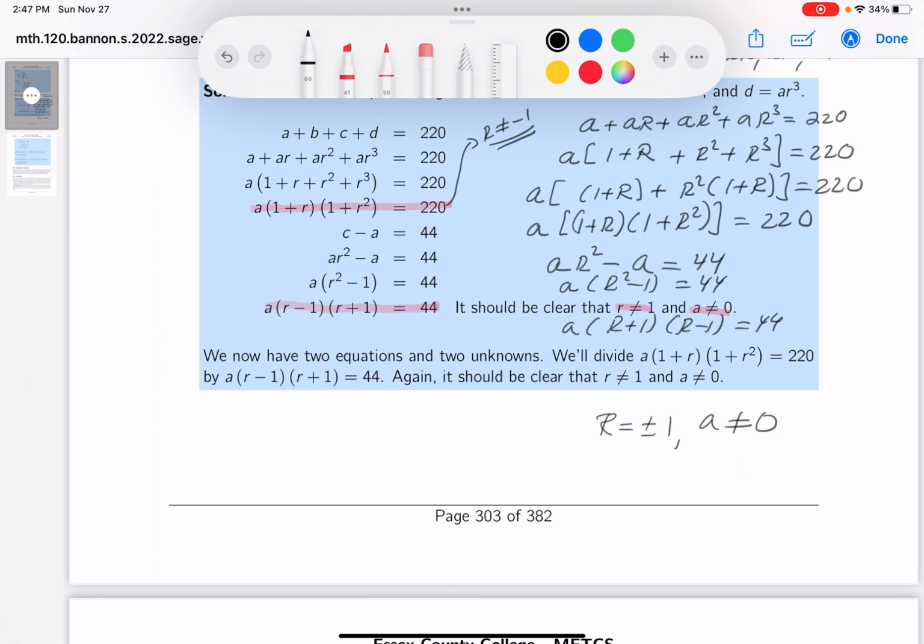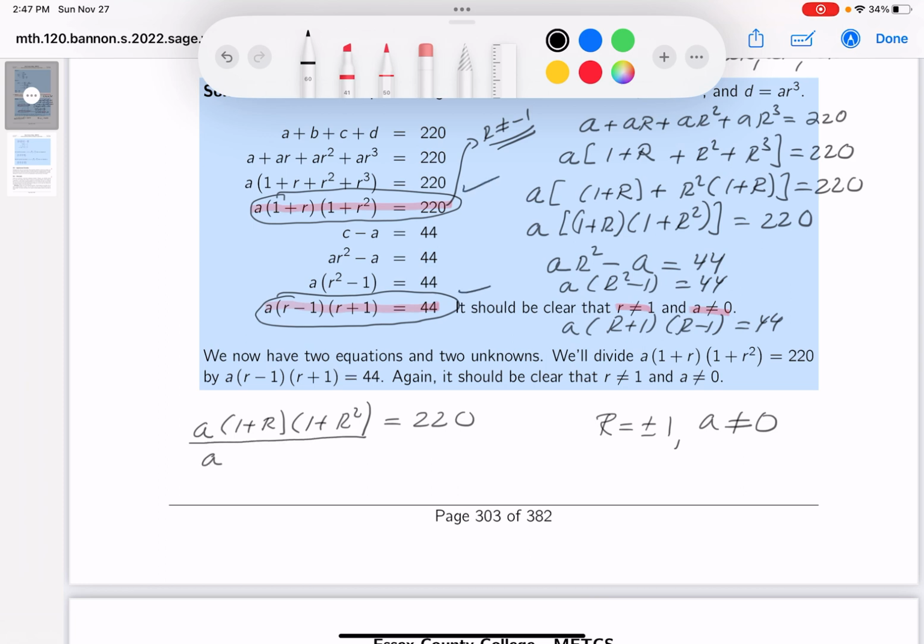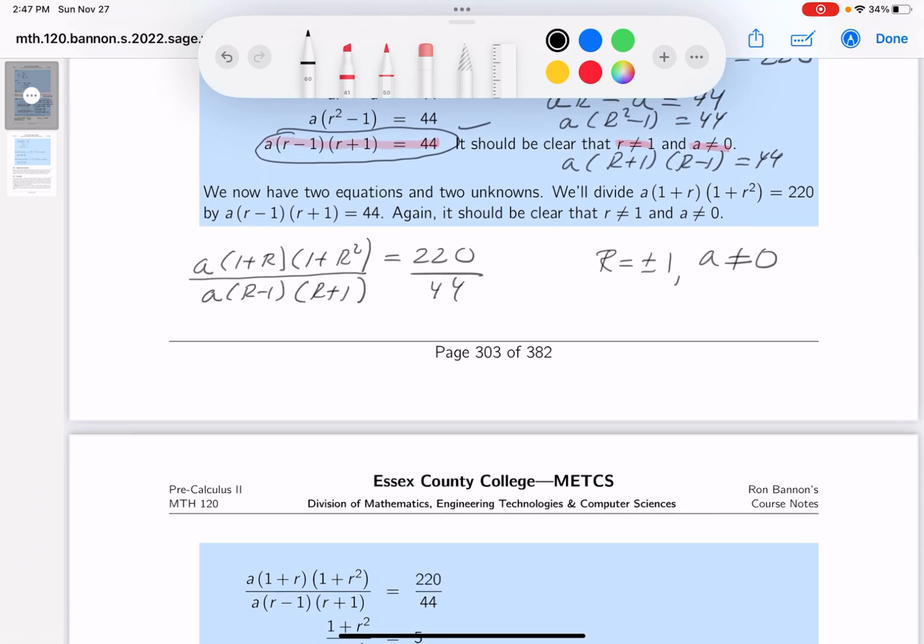So let's take a look. We have two equations and two unknowns. What I would recommend you do here is divide. I would take A times (1 plus R) times (1 plus R squared) equals 220, and divide by A times (R minus 1) times (R plus 1) equals 44. What's nice about this is that 220 divided by 44 is 5, and the A's cancel.